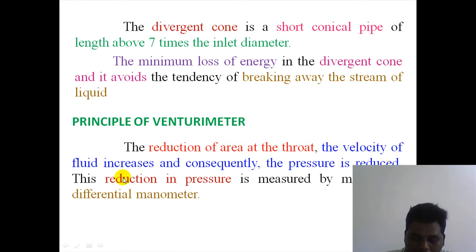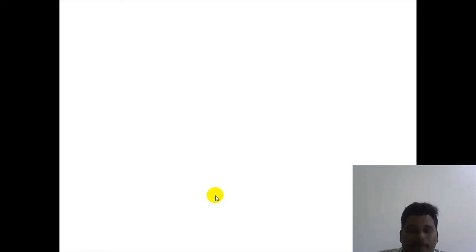The reduction in pressure is measured by means of a differential manometer. The differential manometer is used to measure the difference of pressures between the two sections. Now, the expression for the rate of flow through the venturimeter.